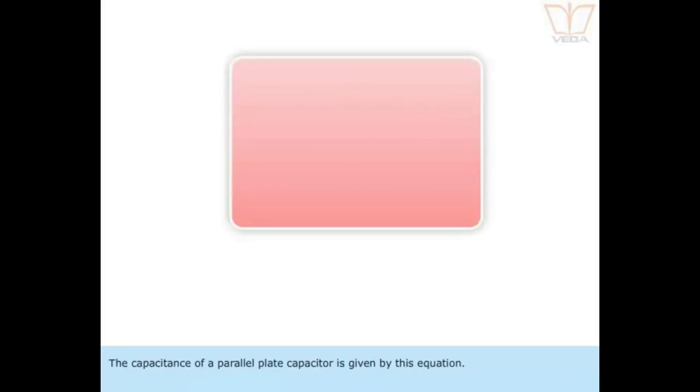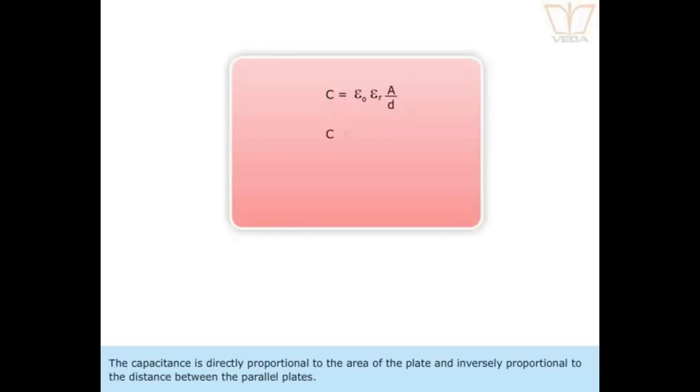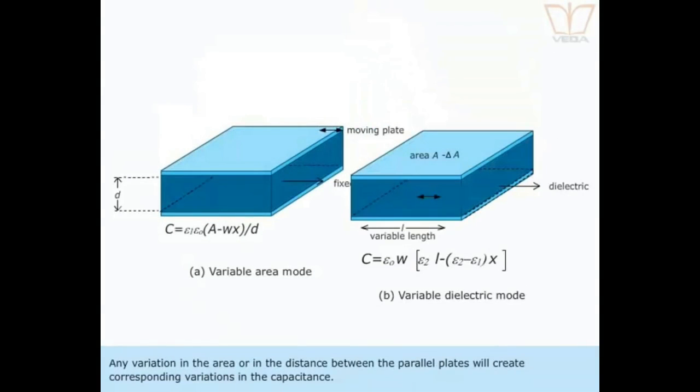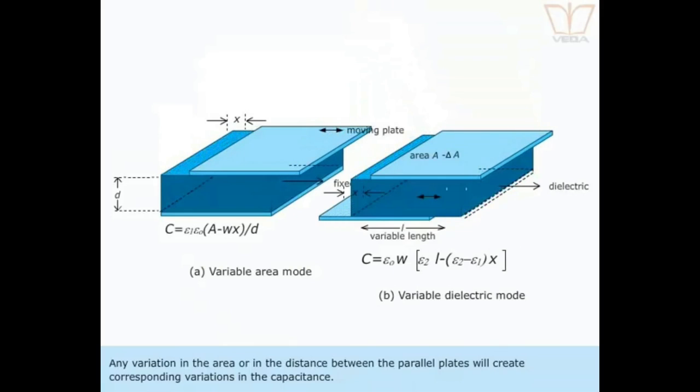The capacitance of a parallel plate capacitor is given by this equation. The capacitance is directly proportional to the area of the plate, and inversely proportional to the distance between the parallel plates. Any variation in the area, or in the distance between the parallel plates, will create corresponding variations in the capacitance.